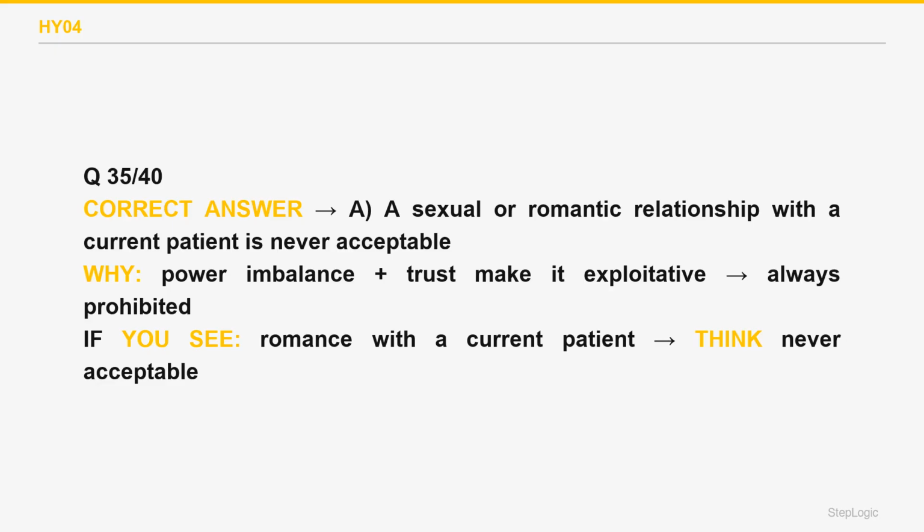Mutual consent does not make it acceptable because the power imbalance in the physician-patient relationship undermines the voluntariness of that consent. Choice B, wrong. The patient initiating it does not lift the prohibition. The responsibility to maintain the boundary rests with the physician. Choice E, wrong. A relationship with a current patient is never acceptable.